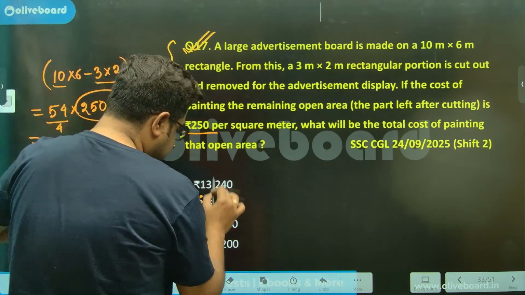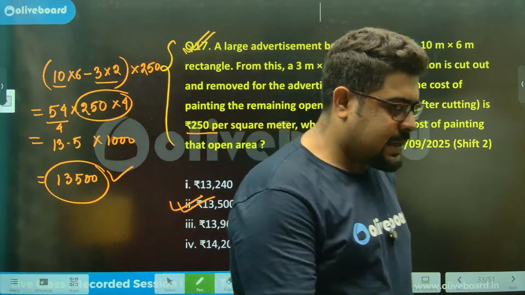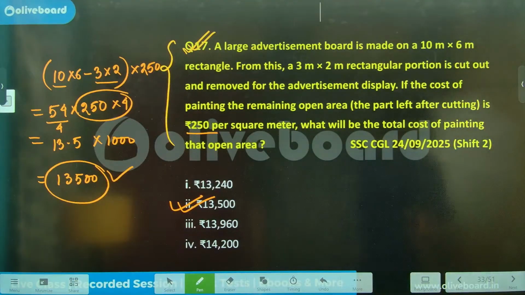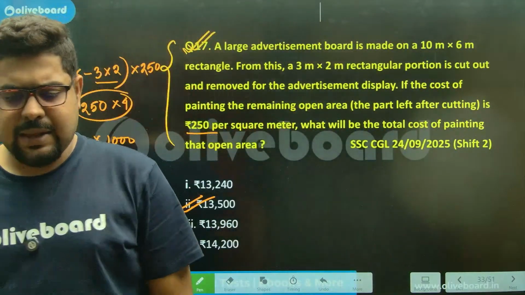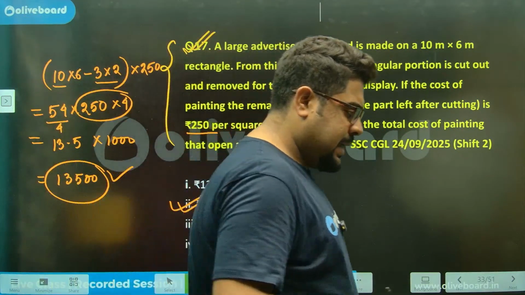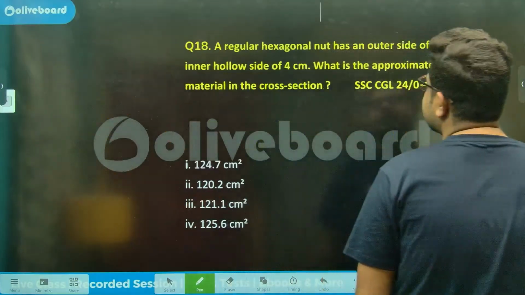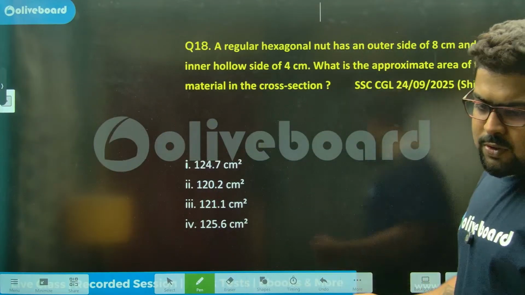13,500, option number 2, sir. You see, the calculation became just so very easy, sir. Clear, everyone? Very simple, very easily doable. Nothing which can give us a trouble.